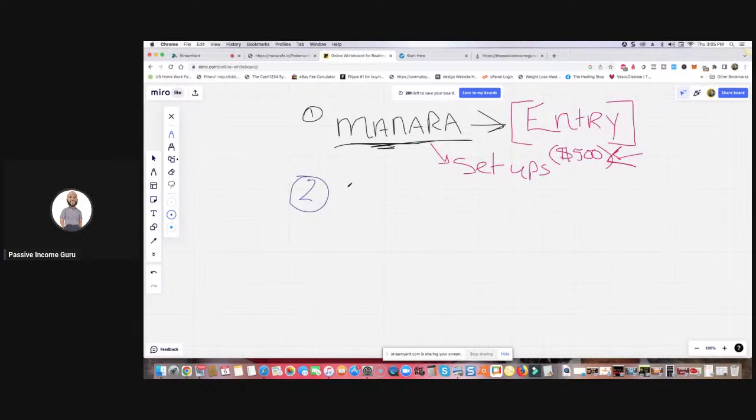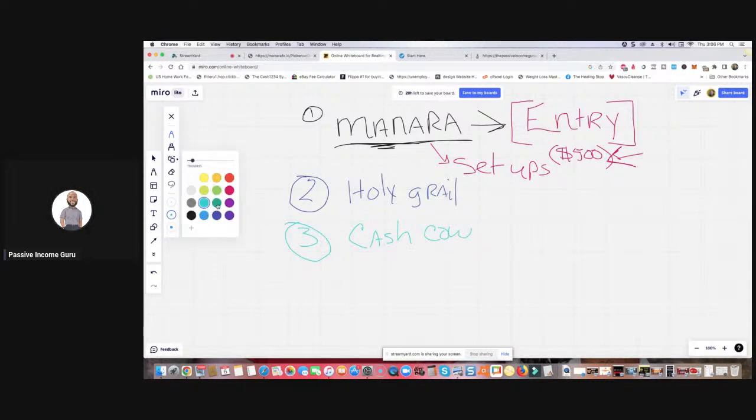I have 3 confirmation tools. The Holy Grail. I also have the cash cow indicator. And I also have the triple arrow system.